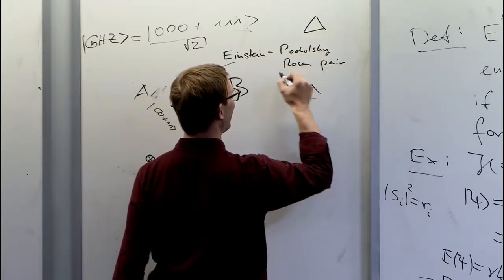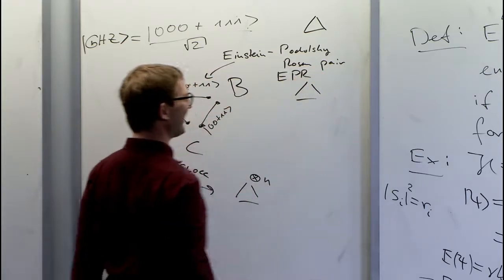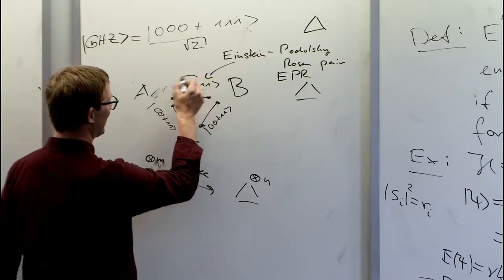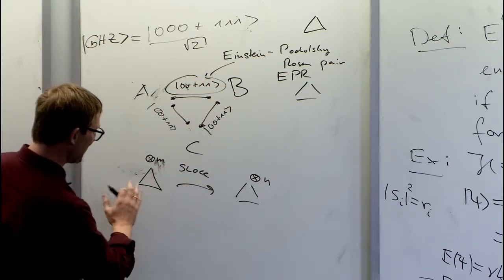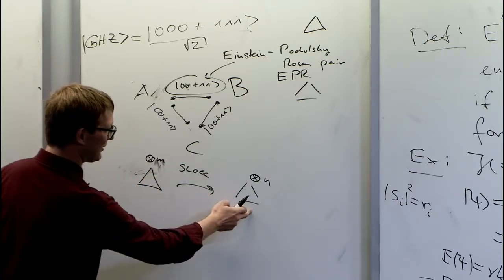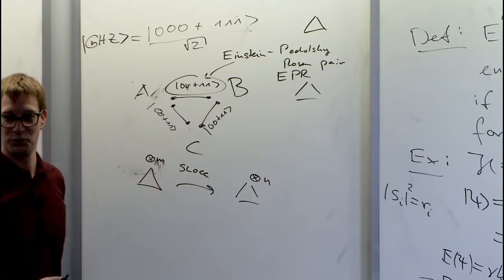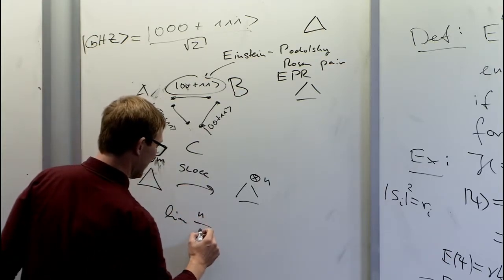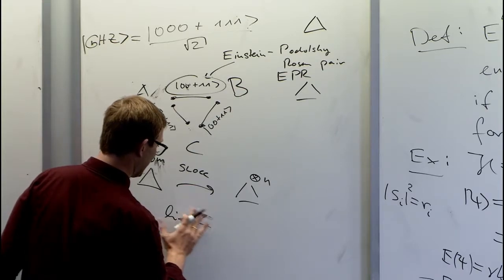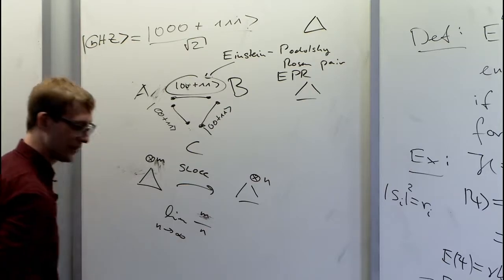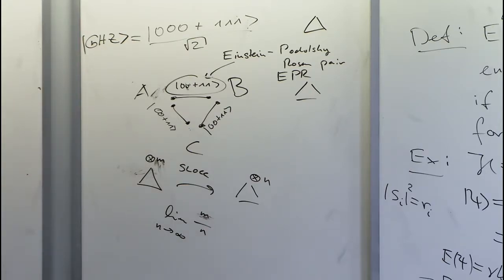This is the so-called EPR pair. Consider this guy, one copy. So you can ask this very natural question: how many GHZ states do I need to get this triple Einstein-Podolsky-Rosen pair thing? And then I can look at the limit of m divided by n, maybe for large n. Do you know what that is?